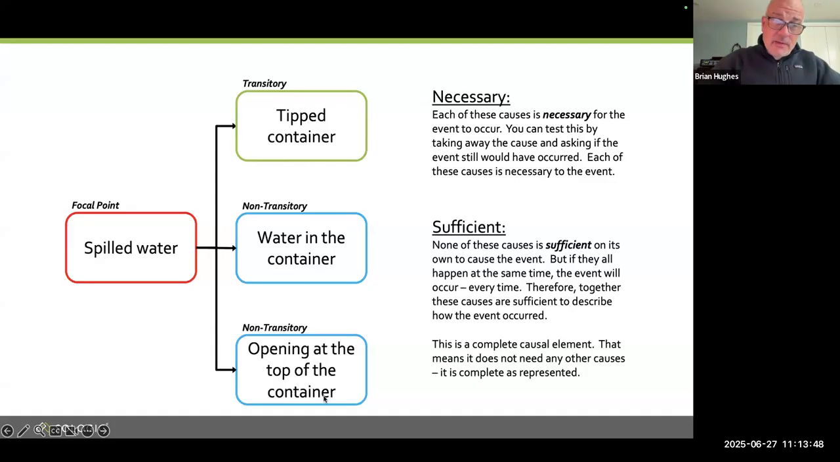Now, each of them alone is necessary, right? Necessary can be a single cause. Is it necessary to tip the container for the water to spill? Yes. Is it necessary for something to be in there for the water to spill? Absolutely. Do we need a way for the water to come out? Yes. Is any one of these sufficient? No. Sufficiency is established when we put the combination of causes together. All right.